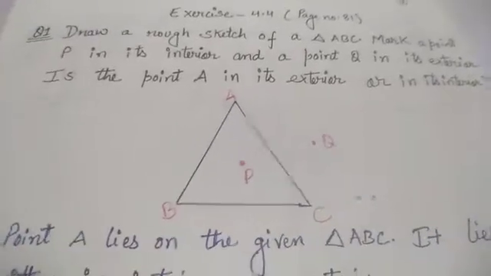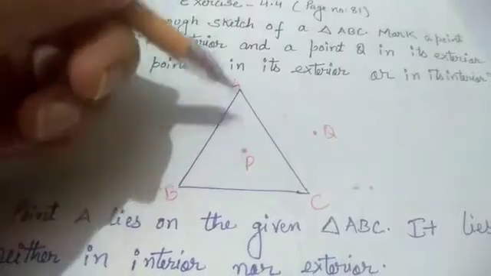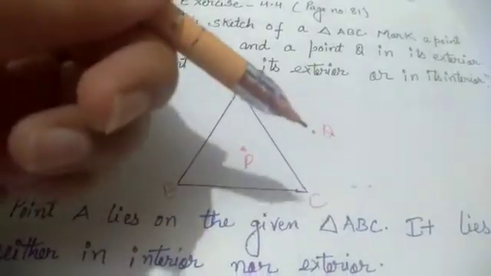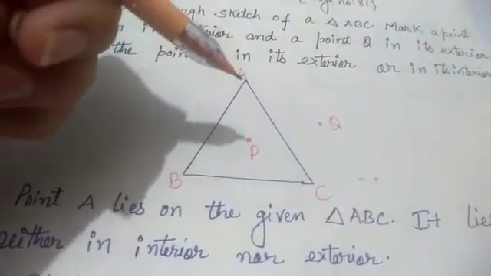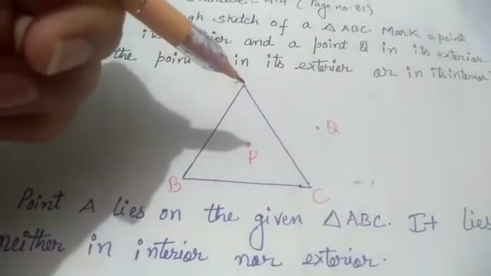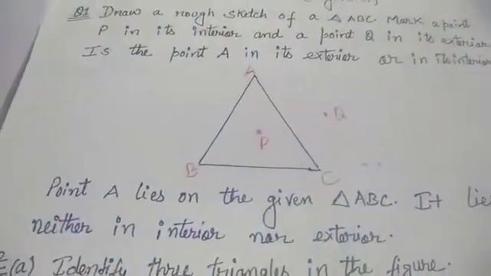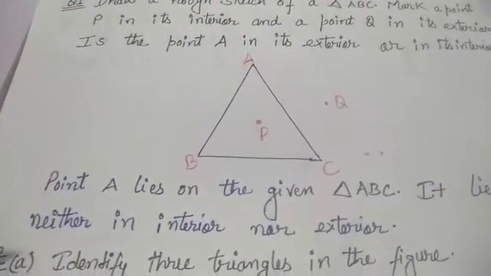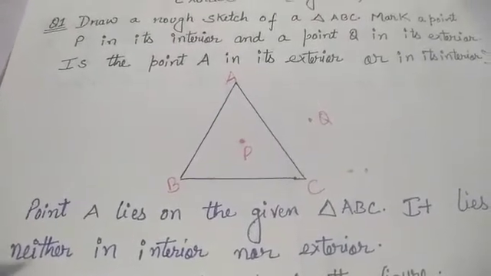Here you can see in the figure we have drawn a point P in the interior of triangle ABC and Q in the exterior of triangle ABC. And now we will talk about the point A. Is it in interior or exterior of the triangle? Point A lies on the triangle ABC. It lies neither in the interior nor in exterior. So we have done question number 1.